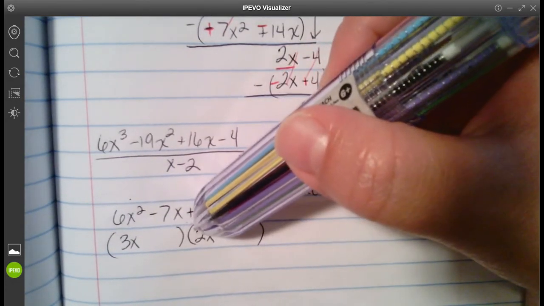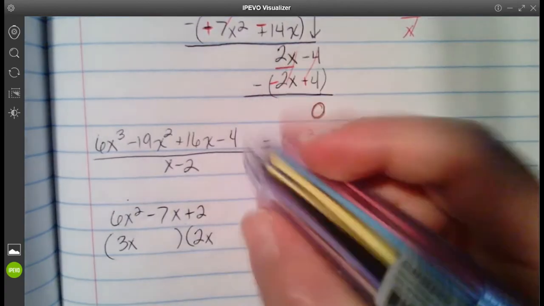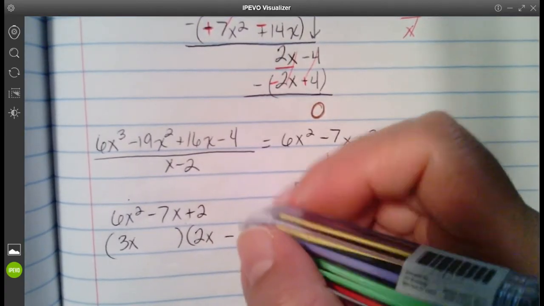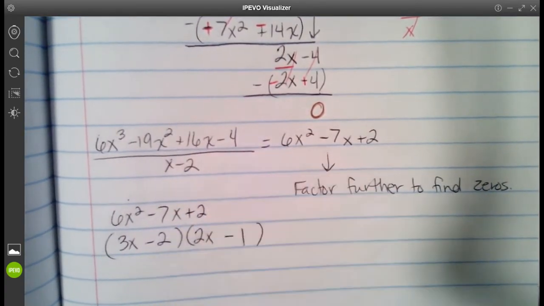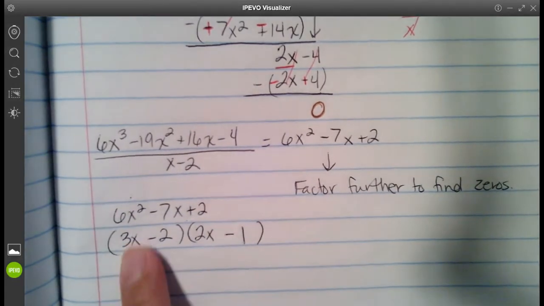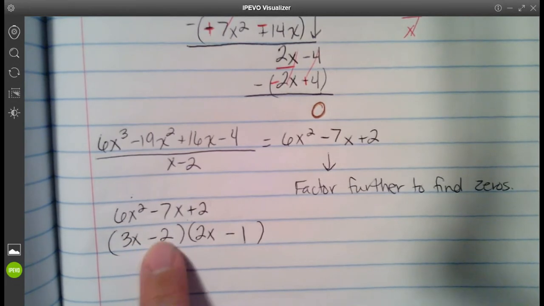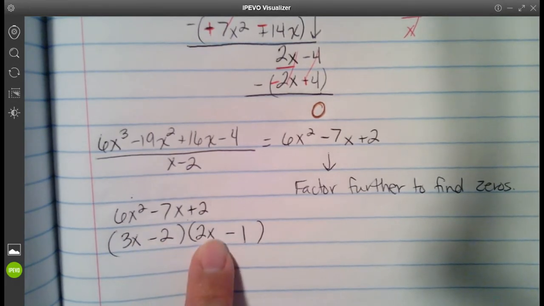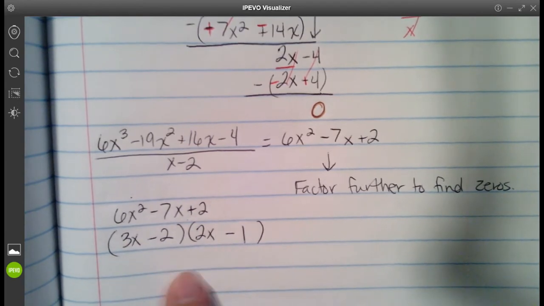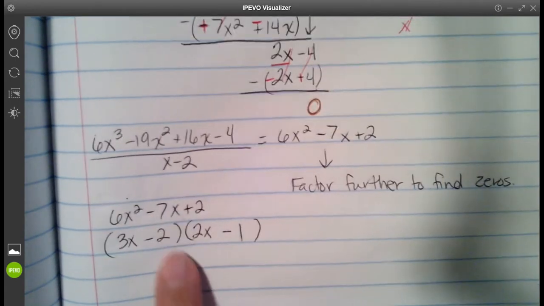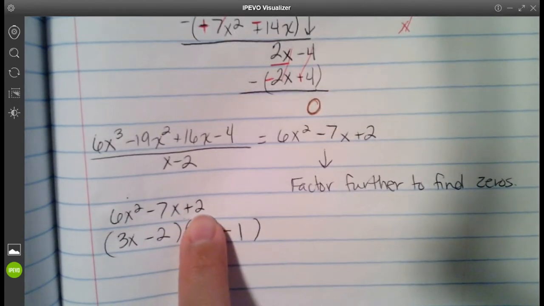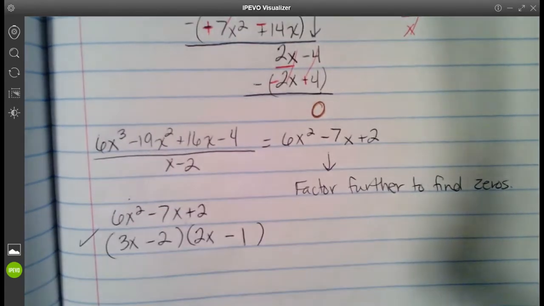Let me see. I'm going to do this kind of in my head here. I'm going to say -1 and -2. So let's check that real quick. 3x times 2x is 6x squared, so we're good to go there. -2 times 2x will give me -4x, okay? 3 times -1 is going to give me -3x. So if you add those, you get that -7x, and then -2 times -1 is +2. So these factors are good, okay?